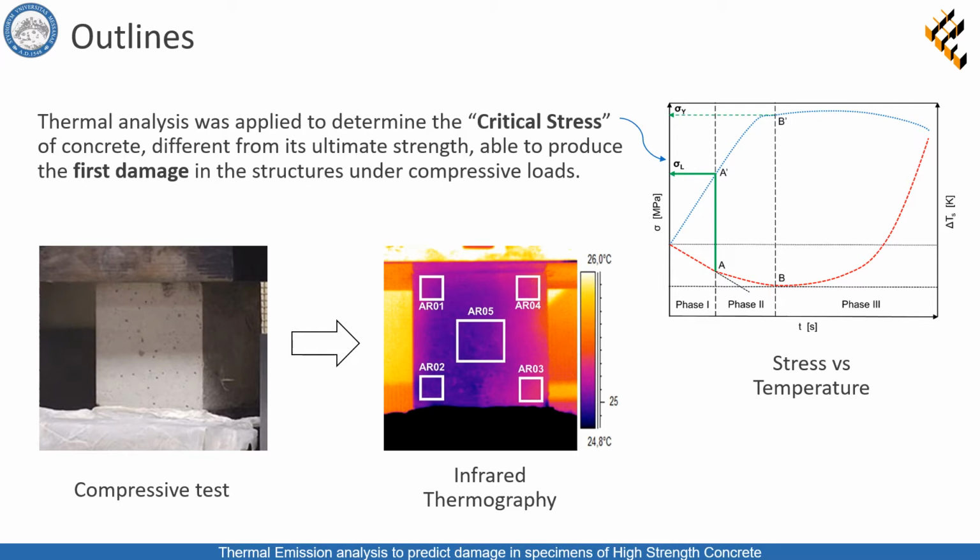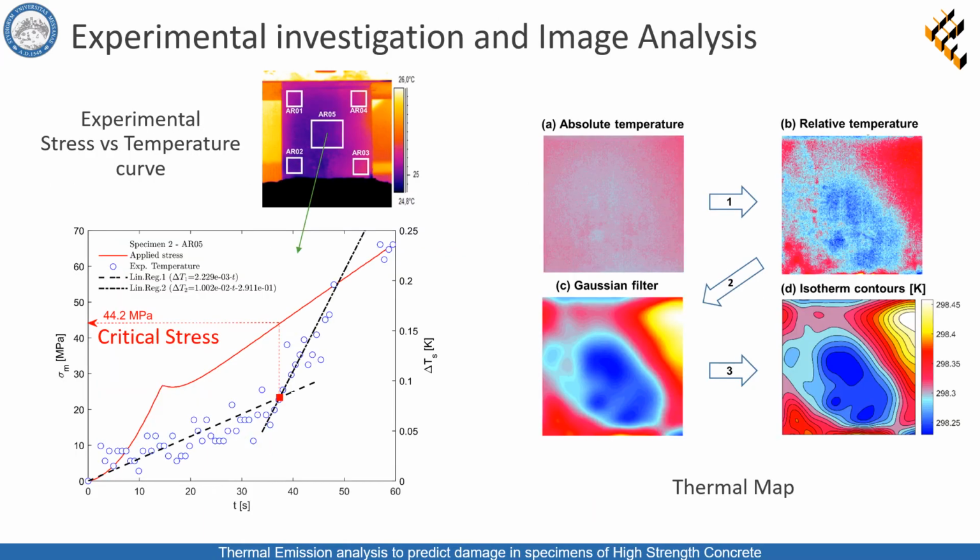Several specimens of high-strength concrete were tested in order to define the incipient crack phenomena, also in the internal part of the specimen not accessible by direct inspection, with the aid of infrared thermography. The experimental stress versus temperature curves were obtained in order to identify the critical stress as the change in the linear trend of the temperature signal. An image analysis procedure was performed in order to obtain the specimen thermal map.